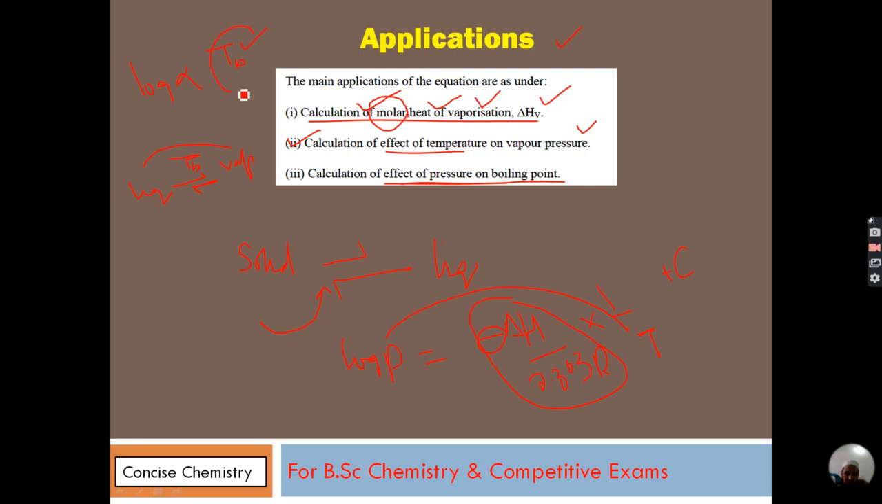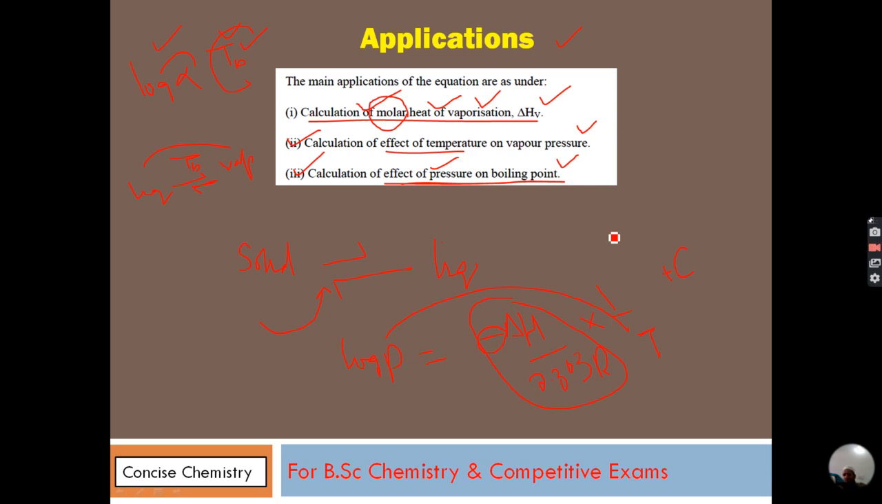That means the boiling point depends on the pressure. So if pressure decreases, the boiling point of the liquid also automatically goes down. That is what happens at high altitudes: when the pressure decreases, the liquid boils at a lower temperature, so the boiling point decreases. Why does the boiling point decrease? Because the pressure decreases. So with the help of the Clausius Clapeyron equation, we can also understand the effect of pressure on the boiling point of the liquid.